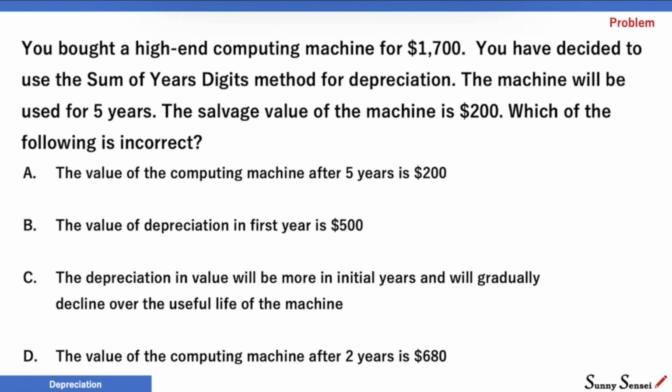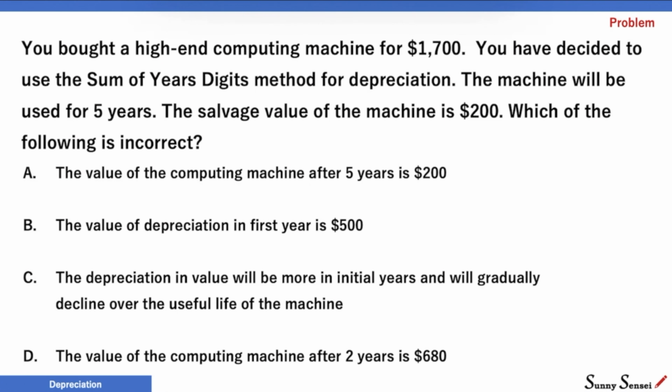You bought a high-end computing machine for $1,700. You have decided to use the sum of years digits method for depreciation. The machine will be used for 5 years. The salvage value of the machine is $200. Which of the following is incorrect?